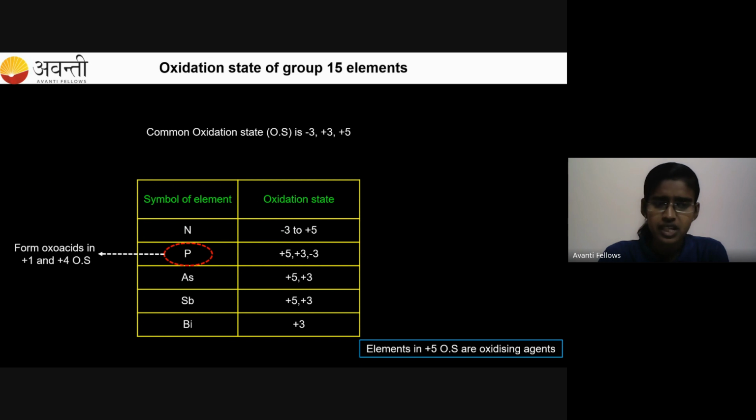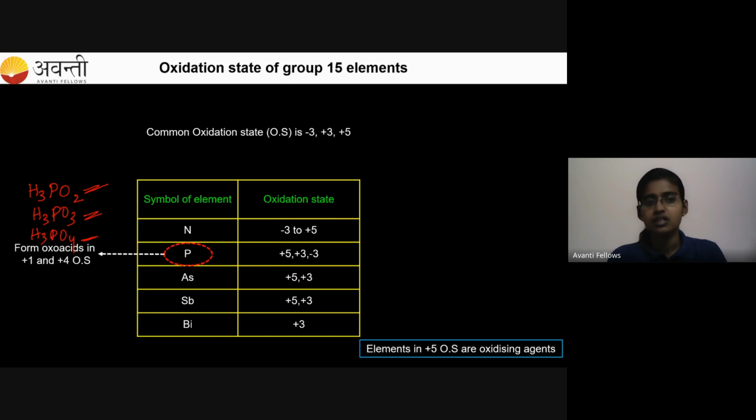Phosphorus majorly forms oxoacids. What are oxoacids? Oxygen and hydrogen containing phosphorus compounds. Like we have H3PO2, H3PO3, H3PO4. So all these compounds contain oxygen and hydrogen, right? This is called hypophosphorus acid. This is phosphorus acid, and this is phosphoric acid. Okay. So all these are oxoacids of phosphorus.